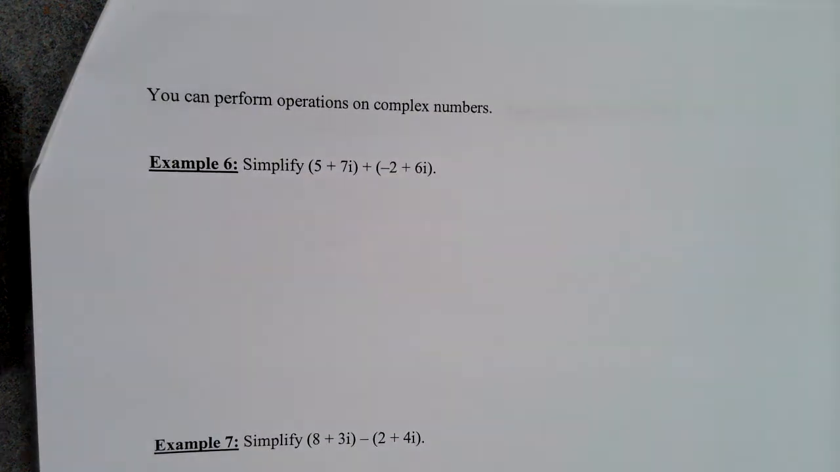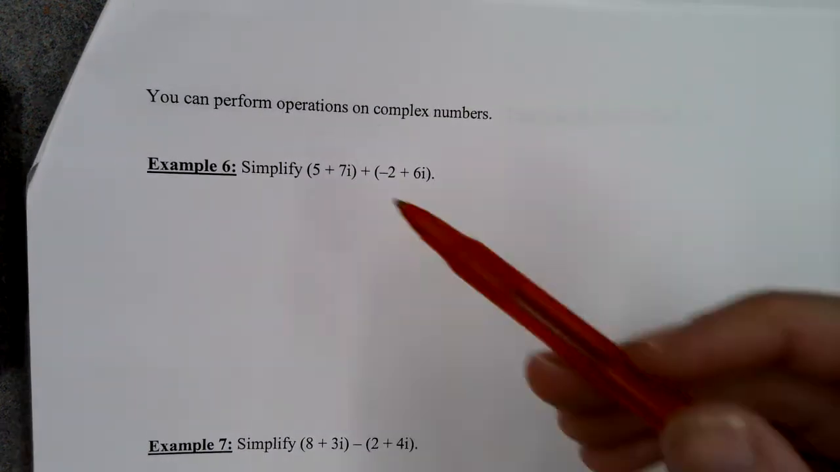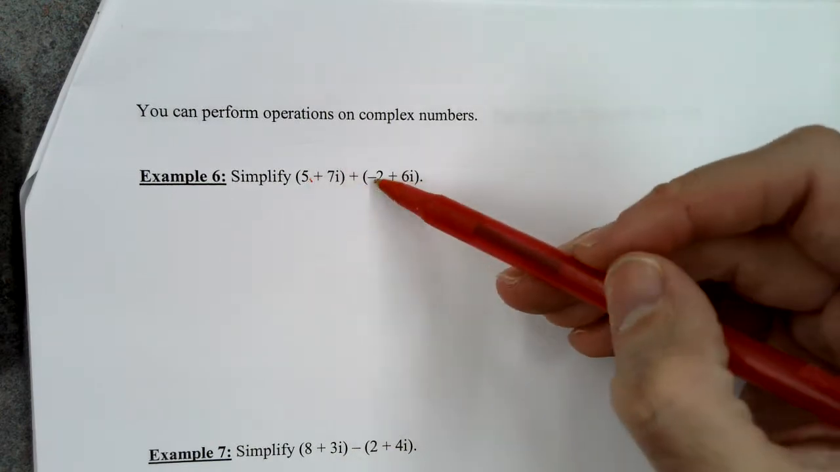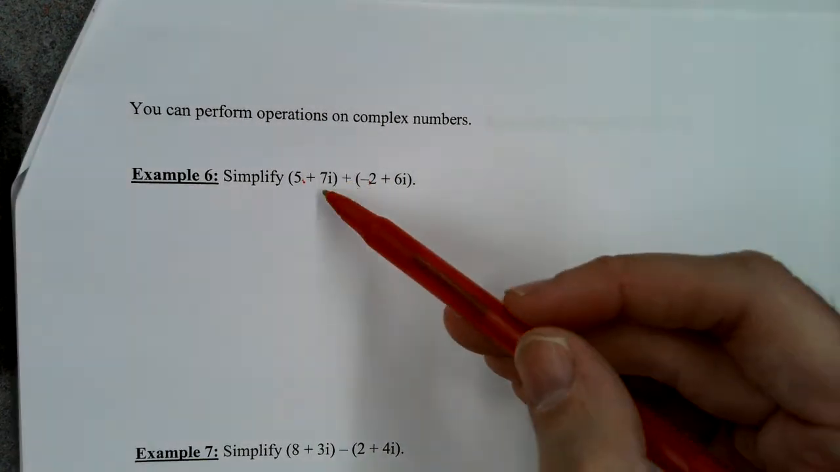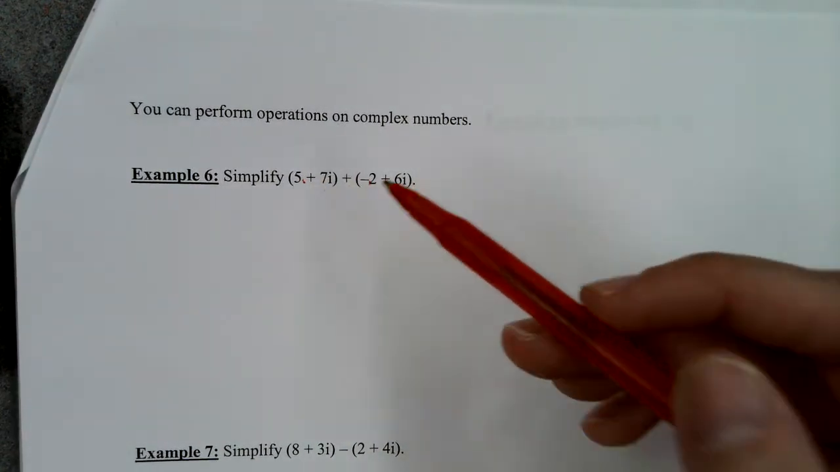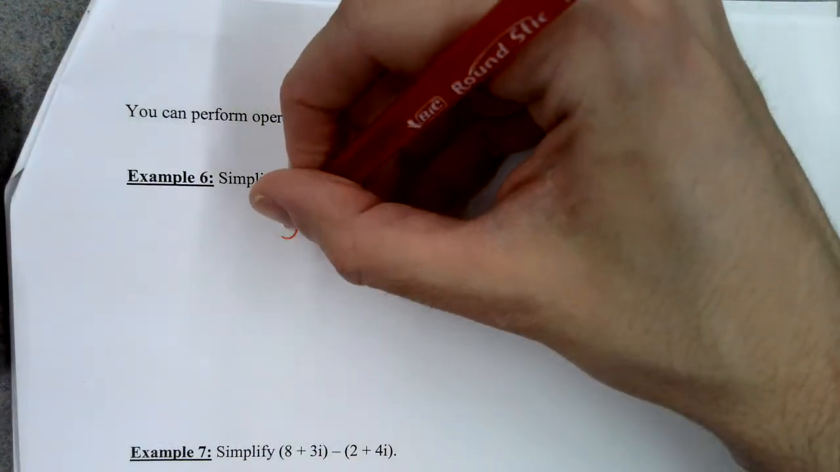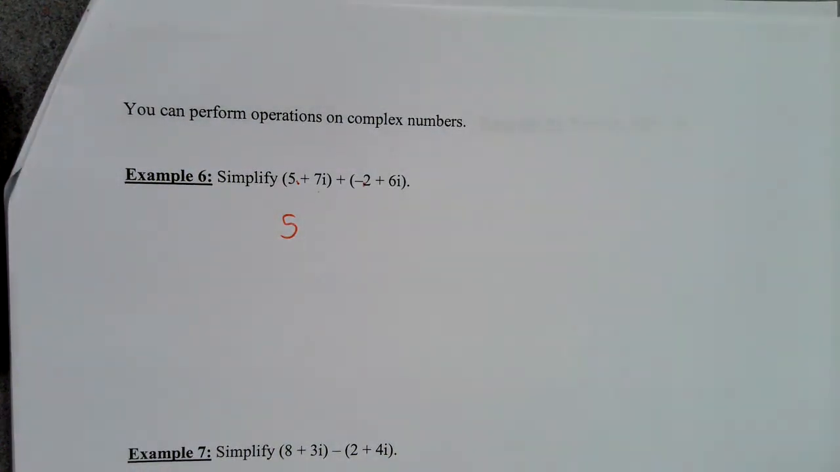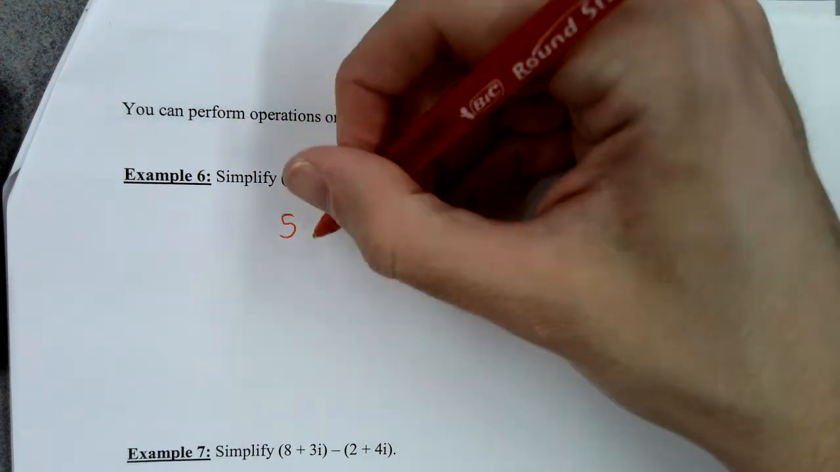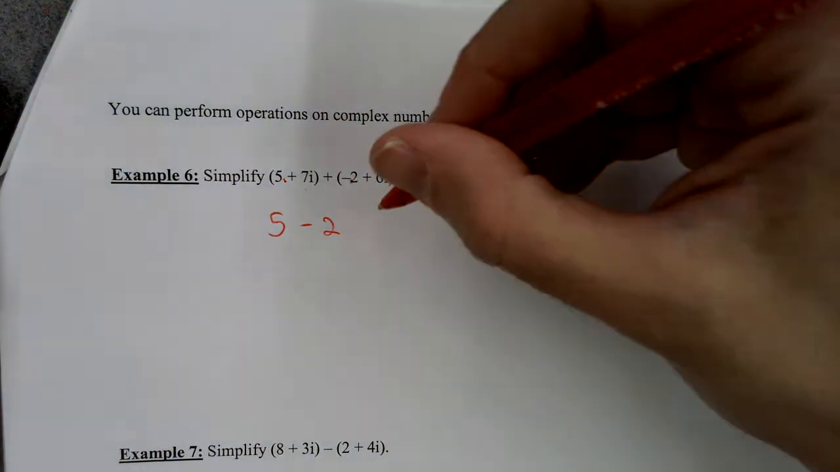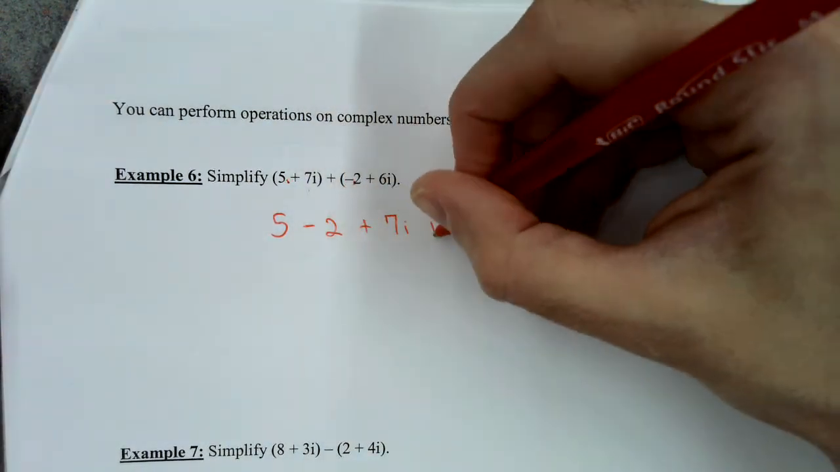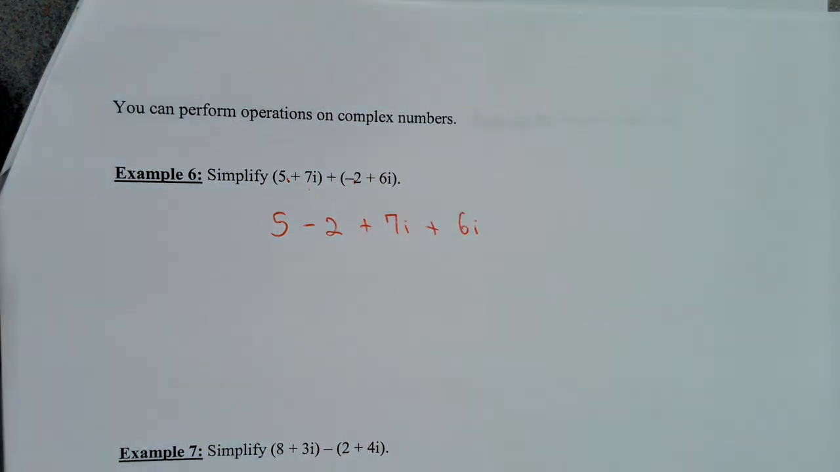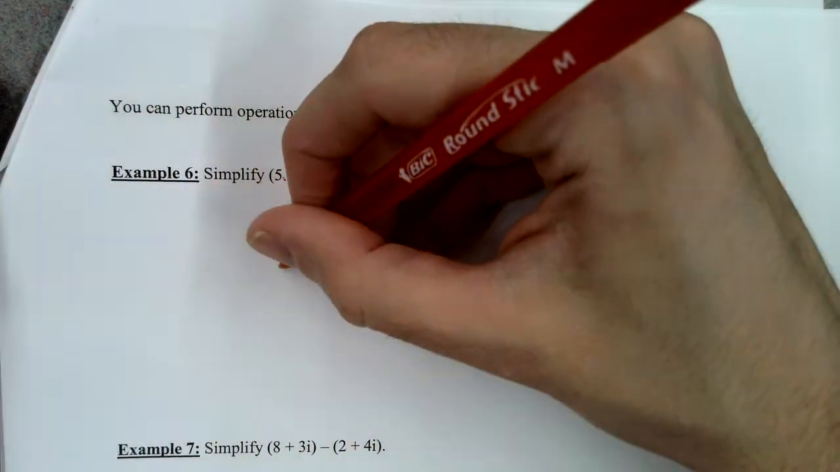Example 6, simplify. What we're going to do is add these complex numbers. So all you're going to do is add the real parts, like the 5 and the negative 2, and you're going to add the imaginary parts, the parts with the i's. Some people like to write them next to each other. So we've got 5 minus 2, plus 7i plus 6i. Combining like terms, 3 plus 13i.